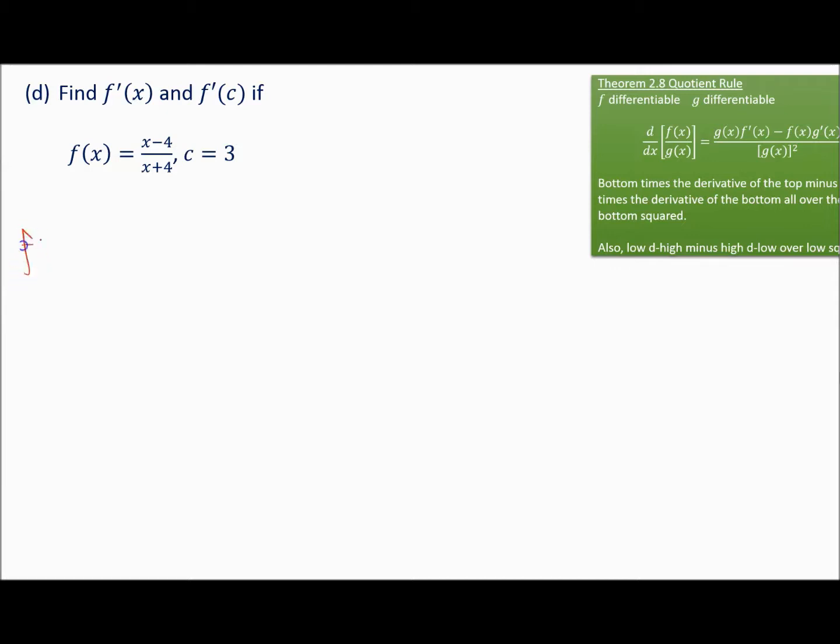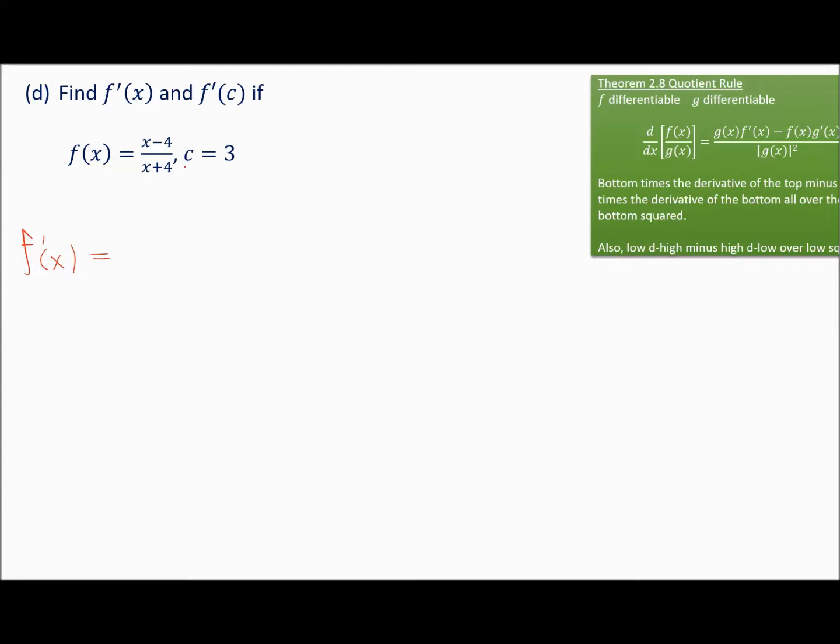So f prime of x, I must use the quotient rule. Why? Because I have a quotient. I have a fraction right here. And if you find that you have variables in the numerator and the denominator, that's telling you you need to use the quotient rule. Okay? So either way you want, bottom times the derivative of the top, minus the top times the derivative of the bottom, all over the bottom squared, or low d high, minus high d low. I think you might like it that way, right?